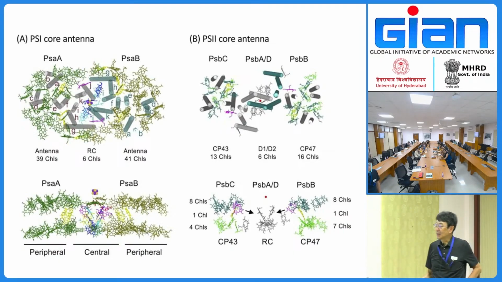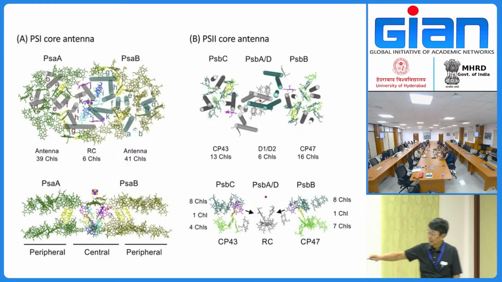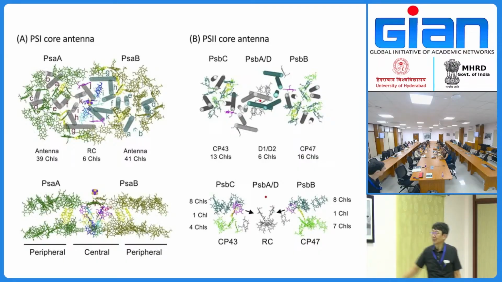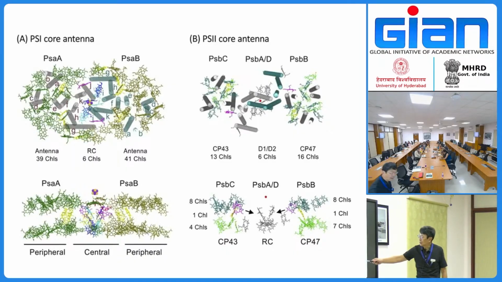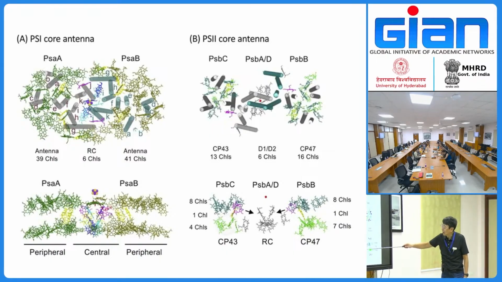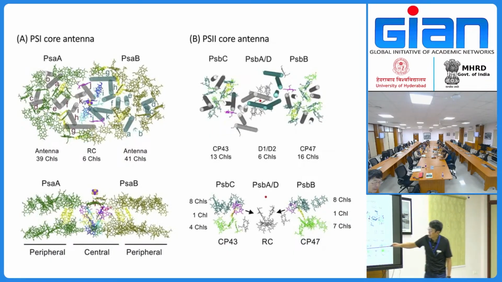Okay. Another interesting thing is if you look at this structure from the side, the thylakoid membrane, the section, and this is the position of the chlorophyll. This is the reaction center, PS2, and this is a core antenna. And this is the reaction center, and this is the core antenna.